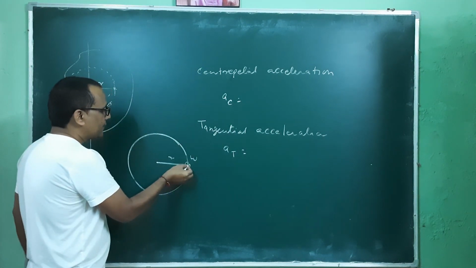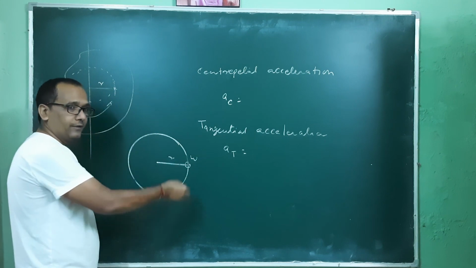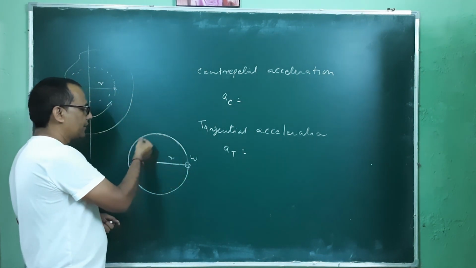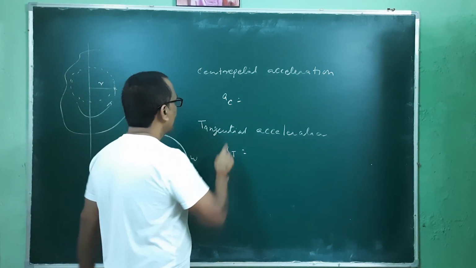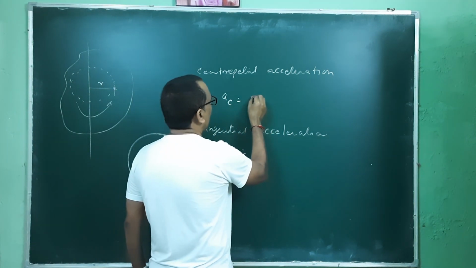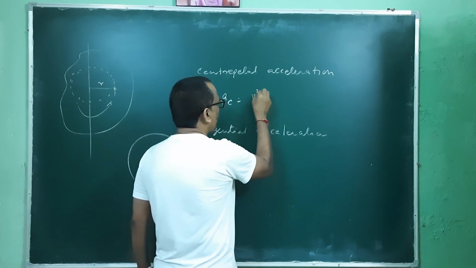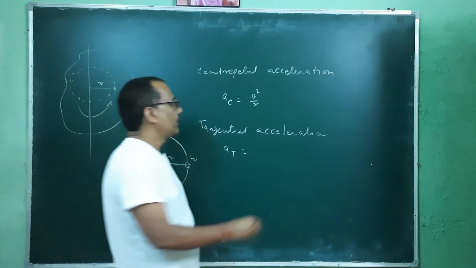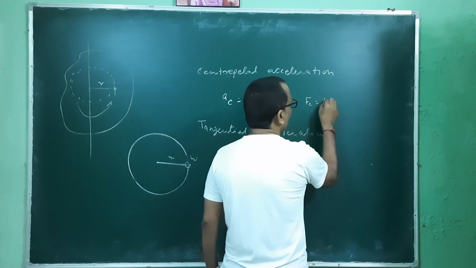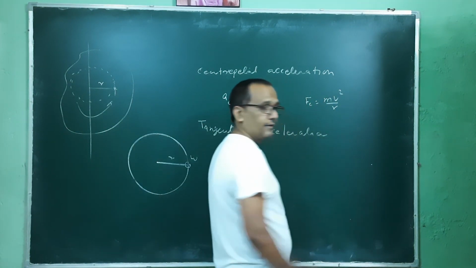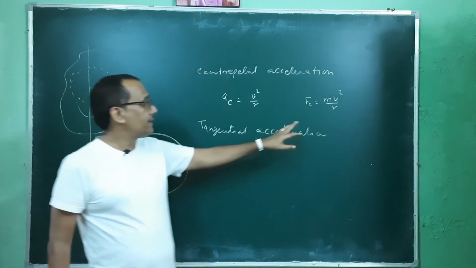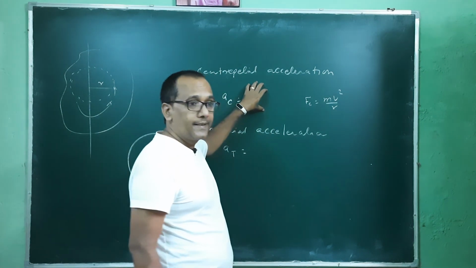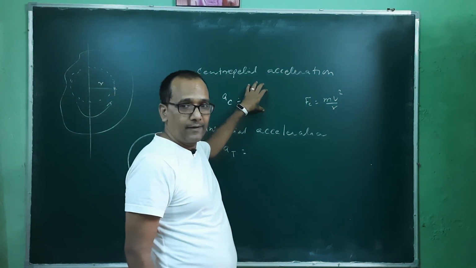If this body is rotating with a constant speed, the velocity is changing because of the change in direction. It is just rotating with a constant speed. Then we have this AC, which is equal to V square by R. And that centripetal force we have defined, that is Fc, equivalent to m V square by R. This is that centripetal force, and this V square by R is that AC, centripetal acceleration.